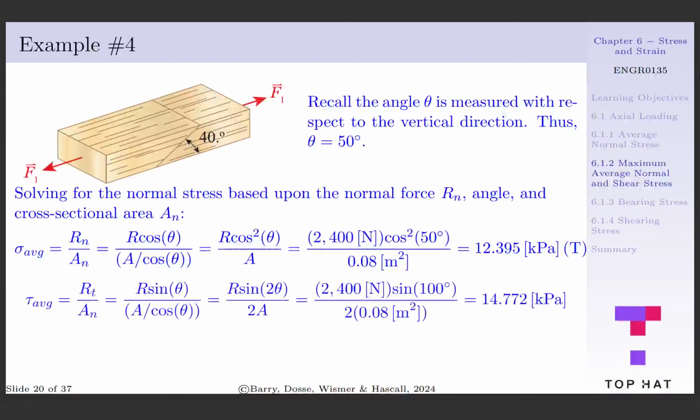The average shear stress is equal to Rt per An, where Rt equals R sine theta and An equals A per cosine theta. This simplifies to R sine theta cosine theta per A, or R sine 2 theta per 2A. Substituting in our values, we have 2,400 times the sine of 100 degrees per 2 times 0.08 meters squared, which gives 14.772 kilopascals for shear stress.